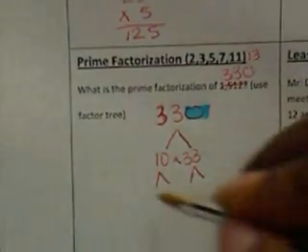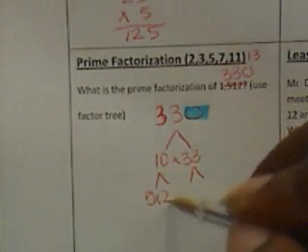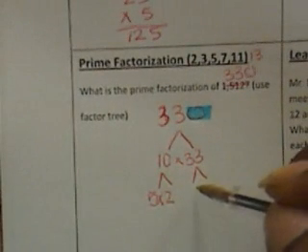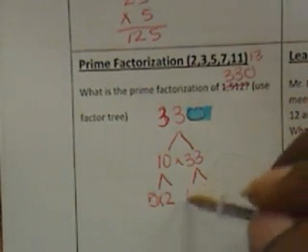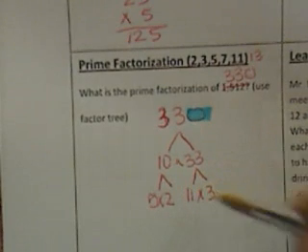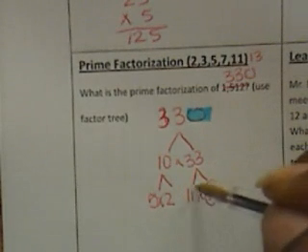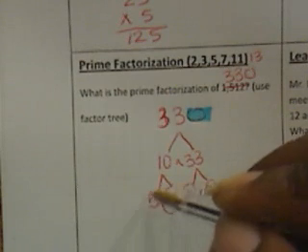5 times 2. What about 33? 10 times 3 is 30. 11 times 3. Are all of these prime? Prime.